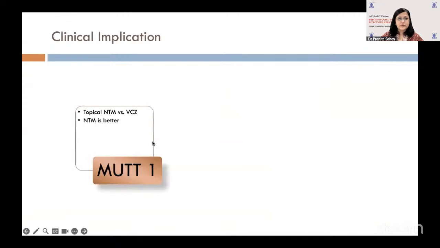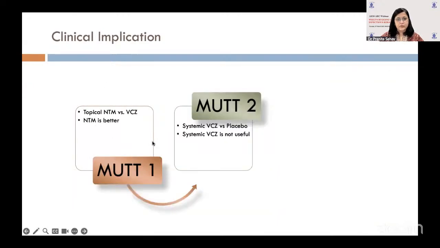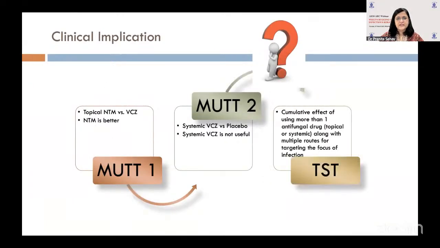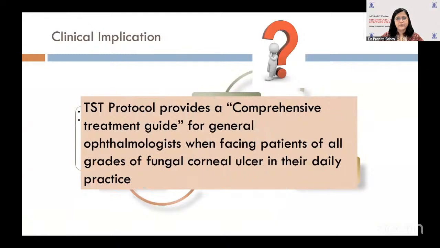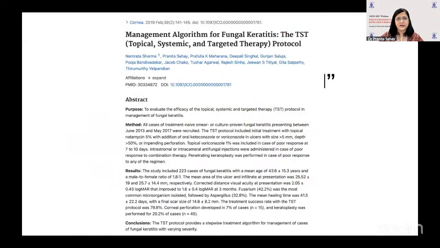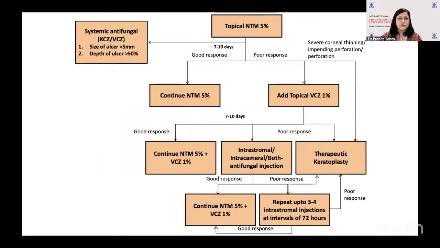So in the TST protocol, what we looked at was a comprehensive protocol wherein the cumulative effect of more than one antifungal drug, along with multiple routes of targeting, including intrastromal injections, was assessed, to devise a comprehensive treatment guide for general ophthalmologists when facing patients of fungal keratitis. This was published in Cornea in 2019. This is how the protocol looks.